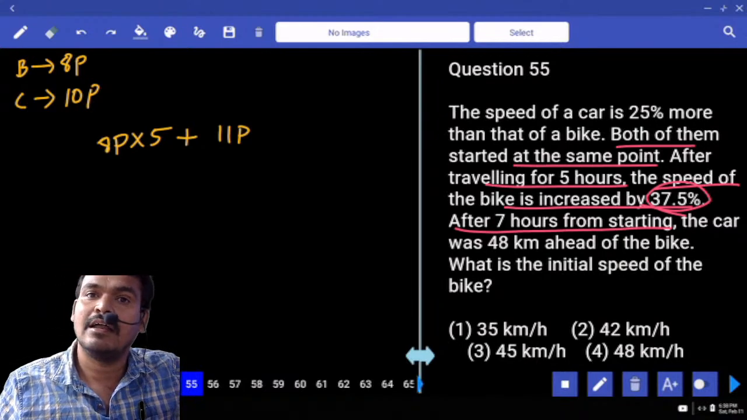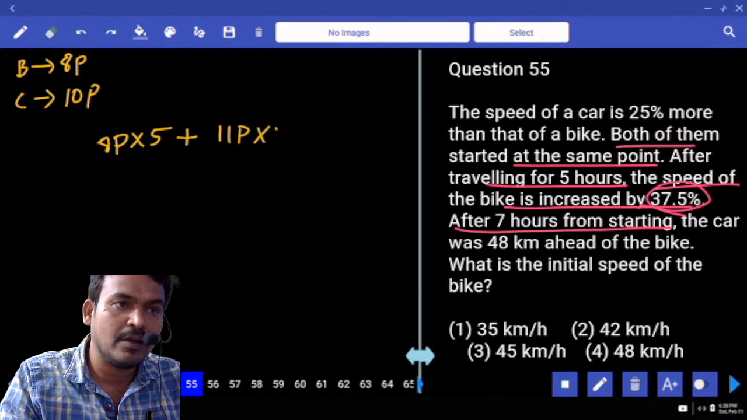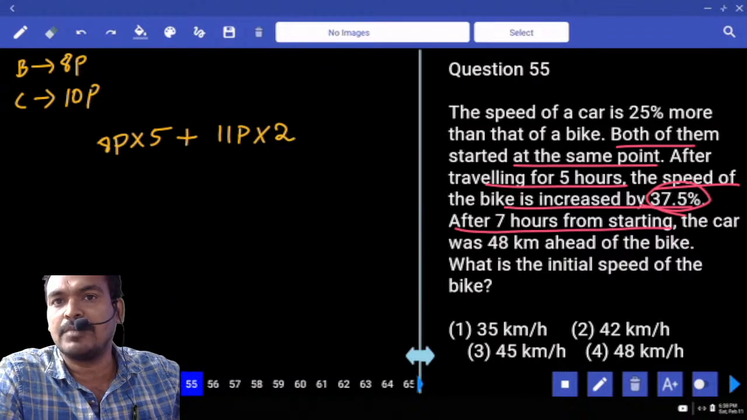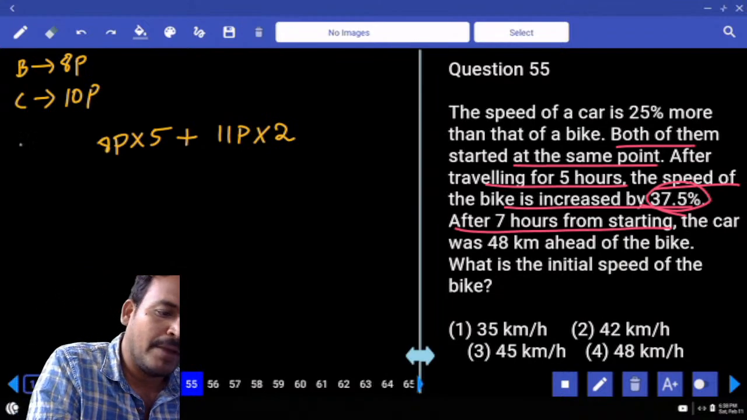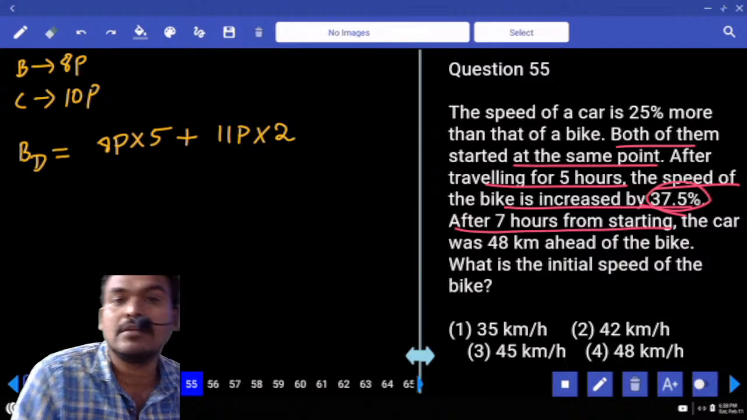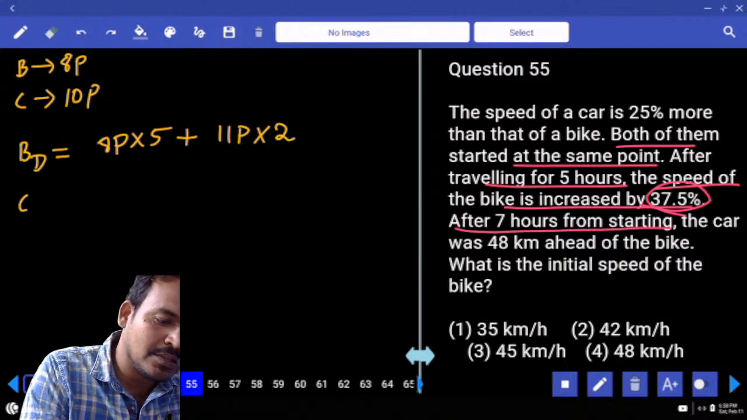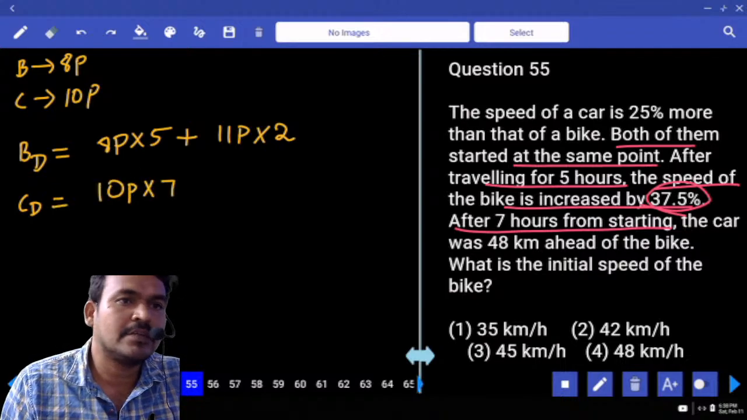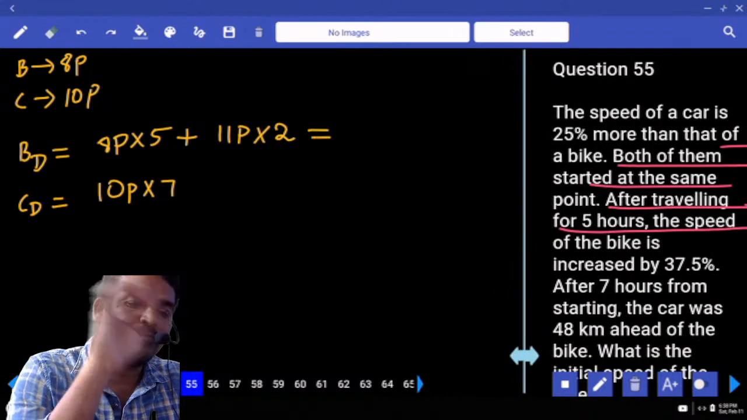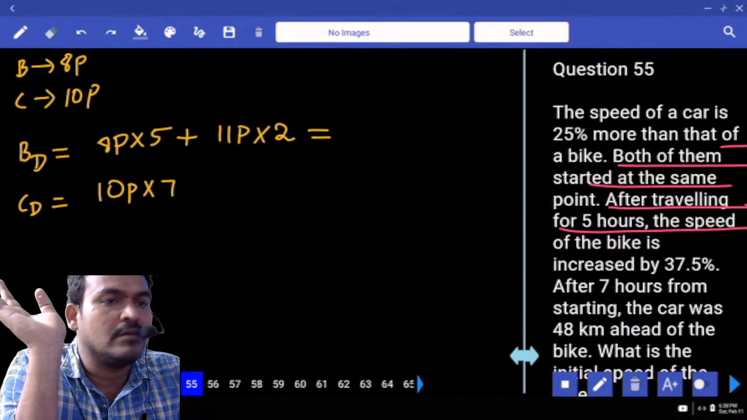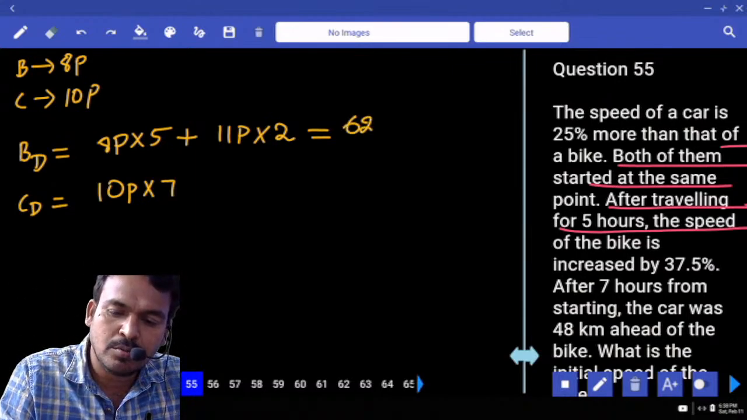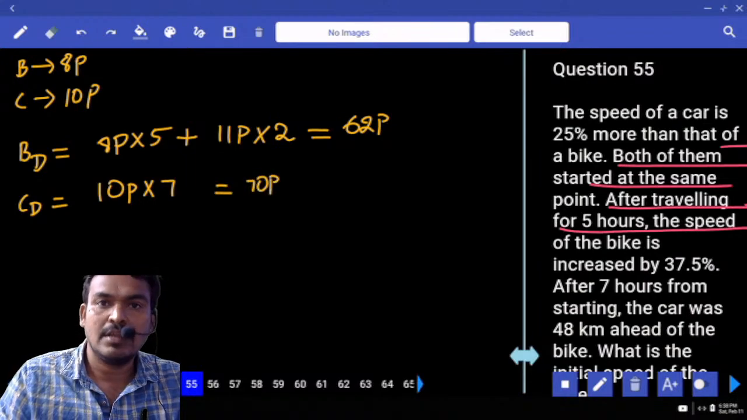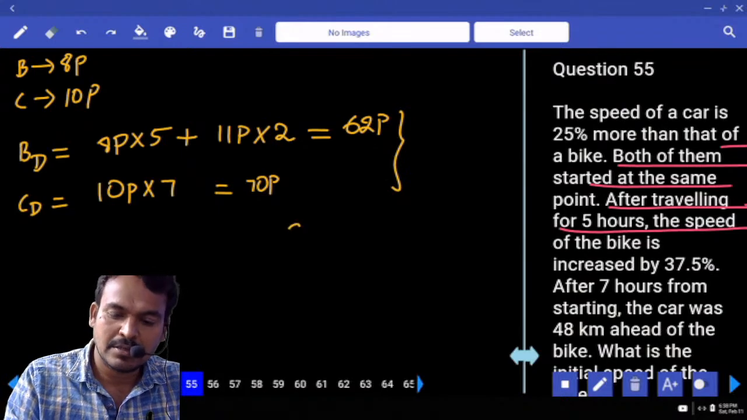After 7 hours from the starting, already how many hours are completed? 5 hours, so the next 2 hours. 11 parts speed for 2 hours. First 5 hours, next 2 hours: speed into time plus speed into time gives the distance of which one? Bike. Next, car distance: what is the car speed? 10 parts, traveled for 7 hours. First, bike distance is 8 into 5, how much? 40. 11 into 2 is 22. Total 62 parts. But car distance is 70 parts. What is the difference between distances? 8 parts. That 8 parts equals how much?